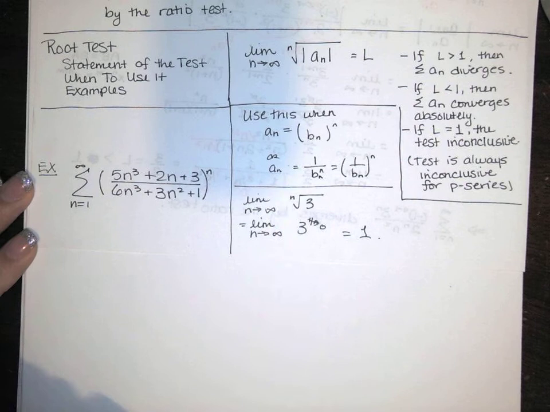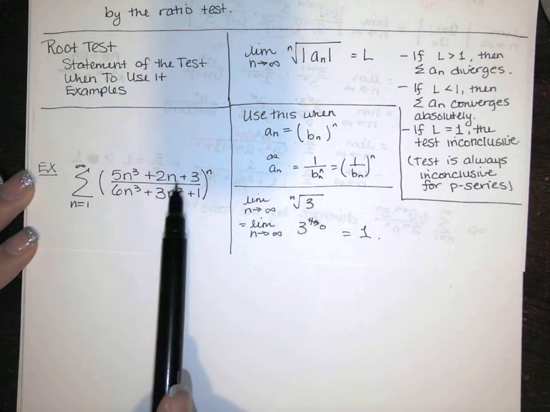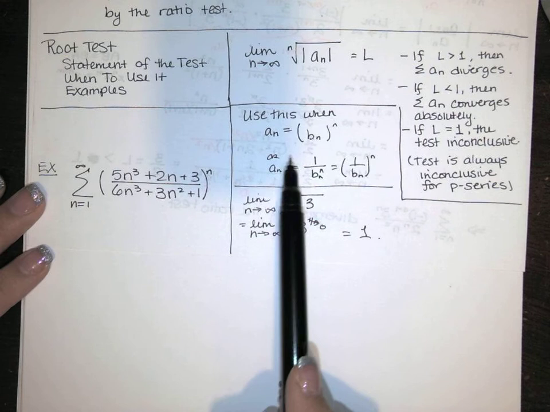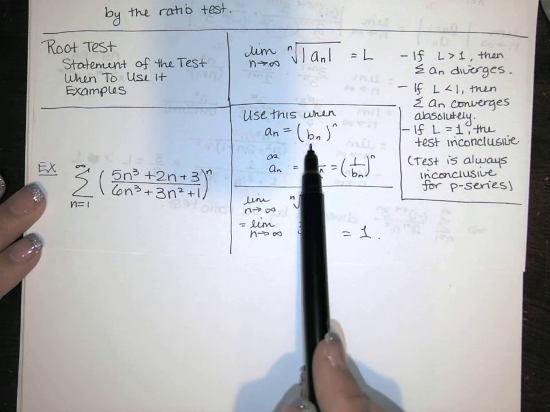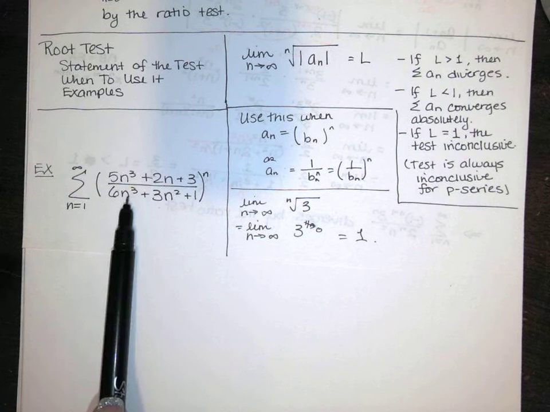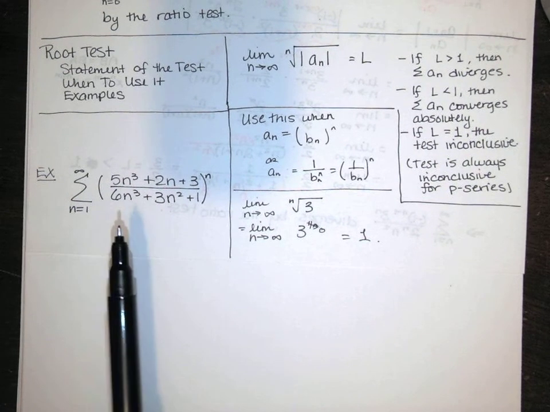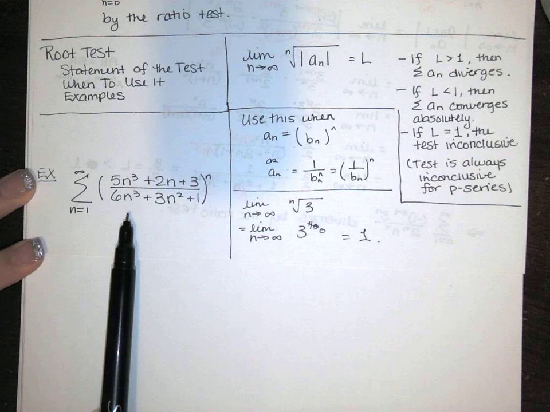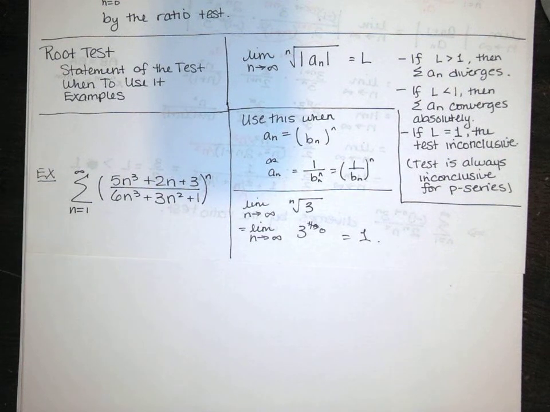But most of the time, I use this test whenever the nth term looks like this, or it can be rewritten like this. So it is something raised to the nth power. So as soon as I see this one, I'm like, obviously root test, because I've got all of this raised to the nth power. Okay, so I see this problem, that's the plan. I'm going to use the root test here.